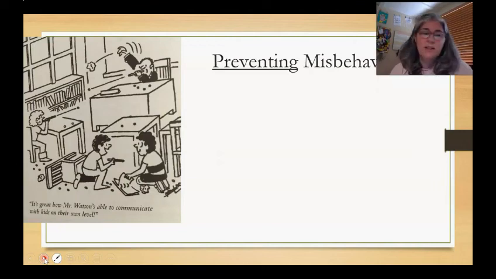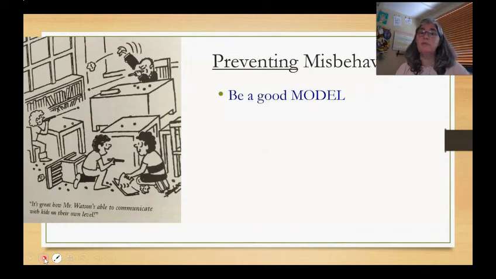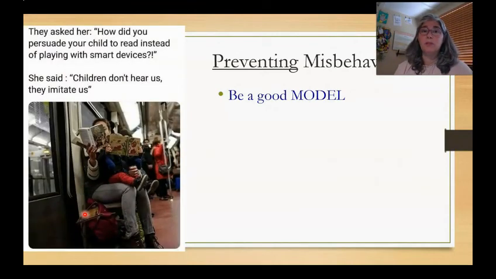All right, so let's continue with preventing misbehaviors. Here's one that is much easier and much more foolproof, the idea of being a good model yourself. So over here in my cartoon it says, it's great how Mr. Watson's able to communicate with kids on their own level. Okay, you don't want to be doing this where you're misbehaving or acting like kids on their own level. So being a good model. As a teacher, if students are not supposed to have their cell phone out, you should not have your cell phone out. If they're supposed to wear goggles in science lab, you should wear goggles in science lab. You should be doing the things that you want them to do.